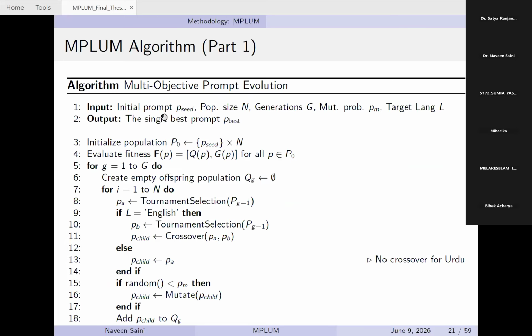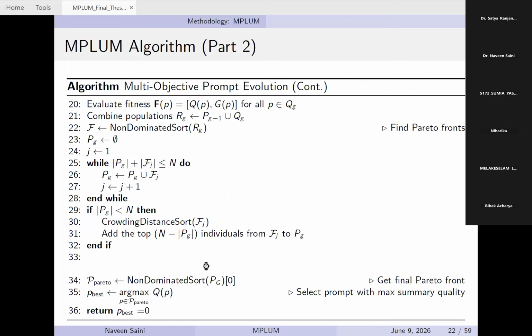We start from the prompt. We start from the population size of n, that means how many candidate solutions we want. Number of generations, mutation probability, target language, for example, if it's a language in which we want to generate the output. Now the output will be the single base prompt. Because I already illustrated this process in the flow chart, I'm just avoiding this here.